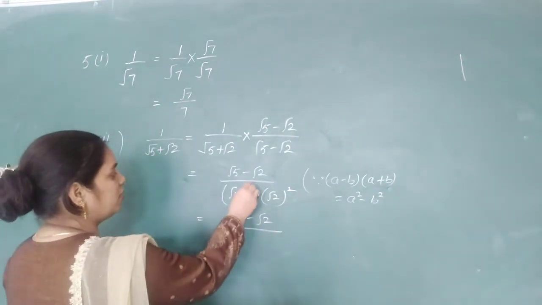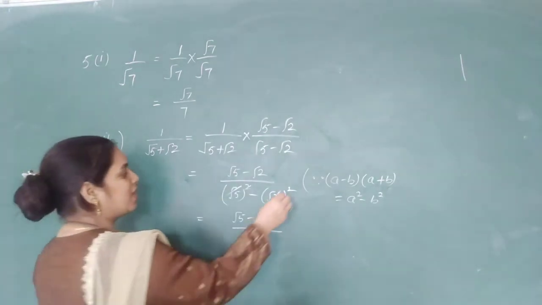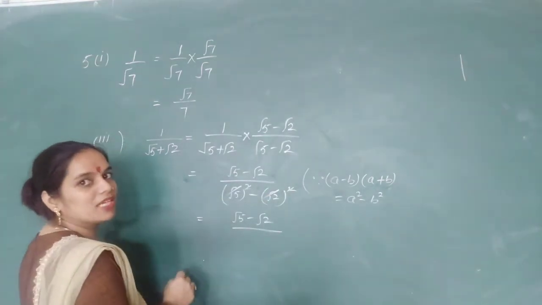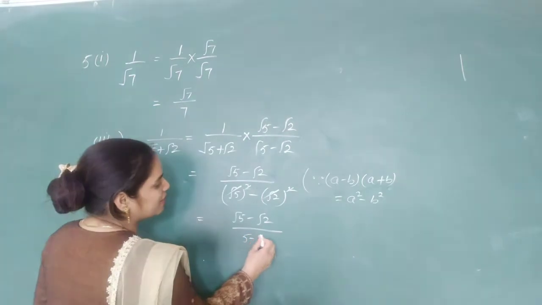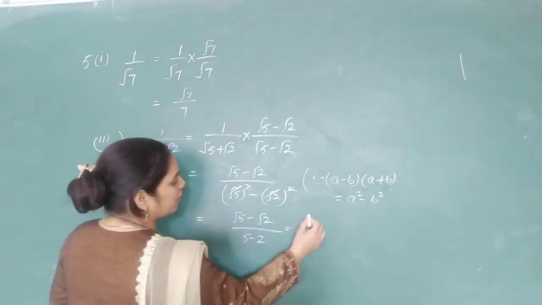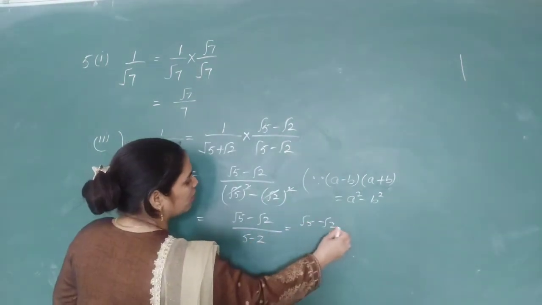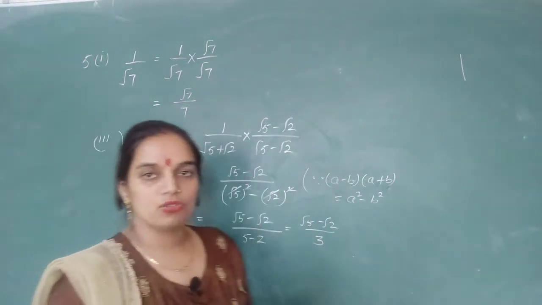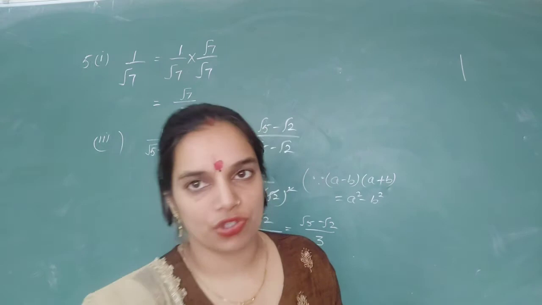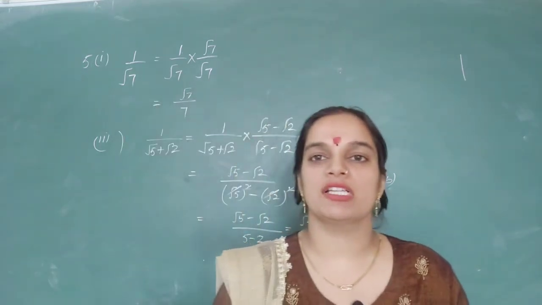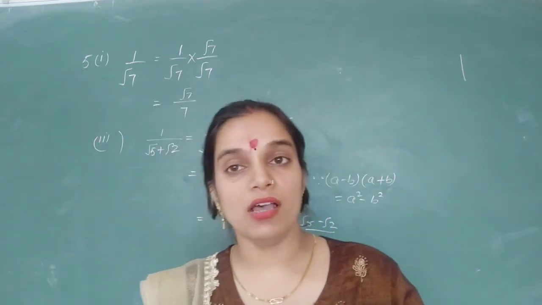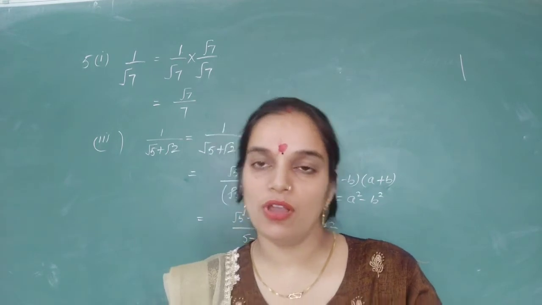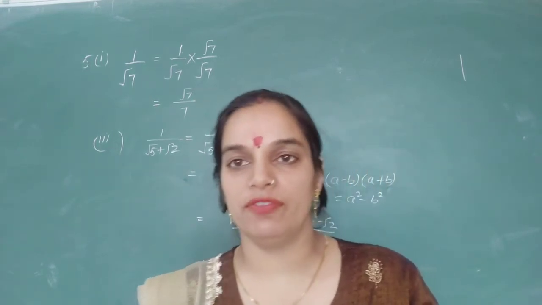In the denominator, square and under root will be cancelled out, and the remaining result will be 5 minus 2. And 5 minus 2 is 3. The numerator will be the same and in the denominator we will get 3. So this is the solution of the given question in which we have to rationalize the denominator. Other 2 questions you will do yourself or you can take the help of the PDF that I will send you.